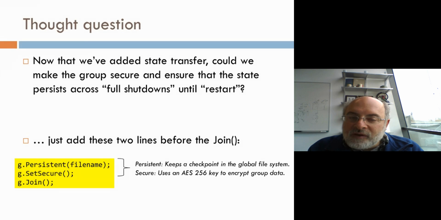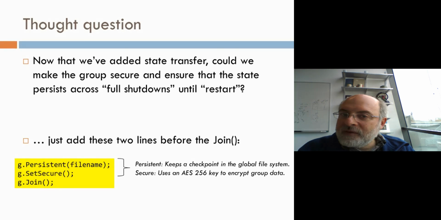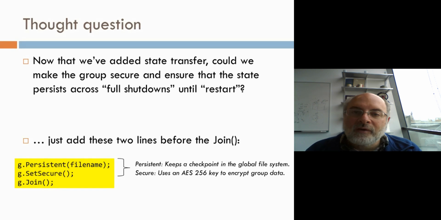To make the group persistent, before we do the join, we simply say g.persistent, and we give a global file system file name where the state of the group can be stored during periods when none of the members are running. It has to be global because since ISIS often is used in the soft state tier of a cloud or a cluster, local files might not be preserved across shutdown restart sequences. But the global file system is always accessible.